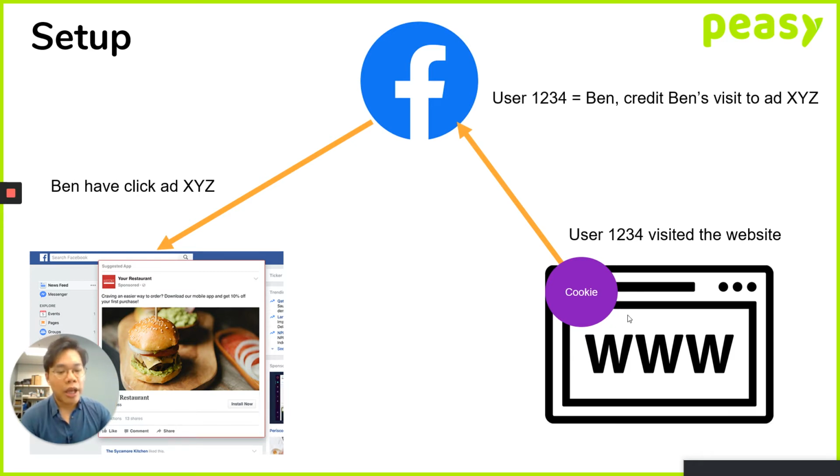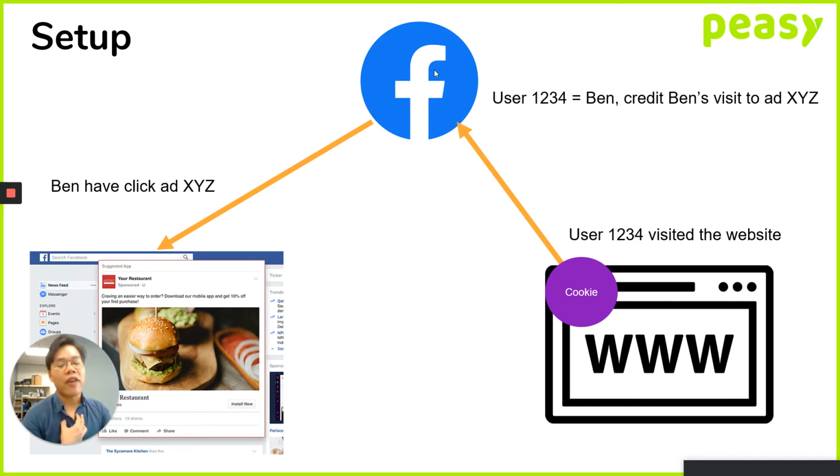Now, when I reach the website, because there's a cookie implanted here, this cookie only knows me by my cookie ID. It doesn't know my name. So this cookie reports back to Facebook and says, look, user 1234 visited this website. Inside Facebook's database, they will have a table that links 1234 to Ben. So the website only knows user 1234. They do not know 1234 is Ben.